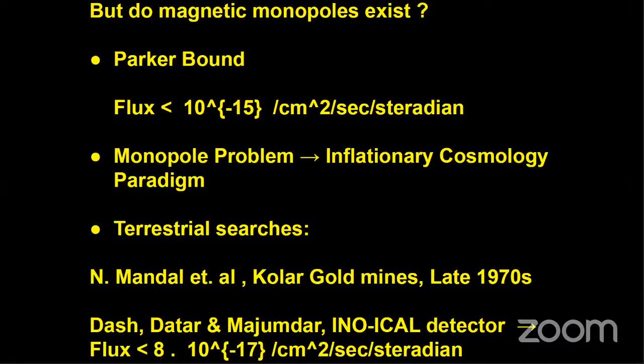Similarly, recently, Professor Datta's group used the INO-ICAL detector to give bounds on the monopole flux, and their bound is a flux less than 7 × 10^8 × 10^-17 per centimeter square per second per steradian.